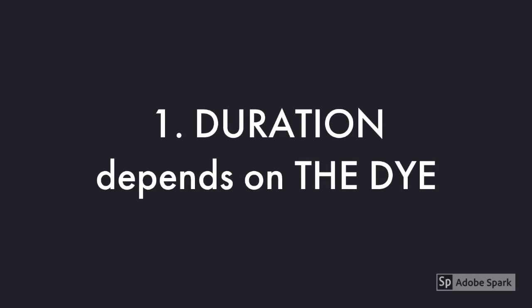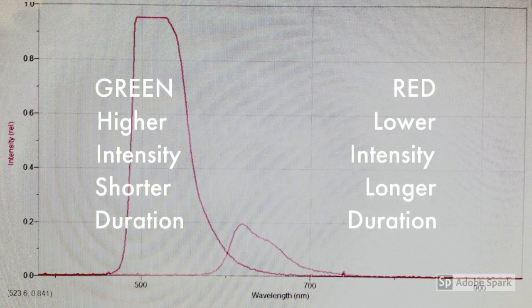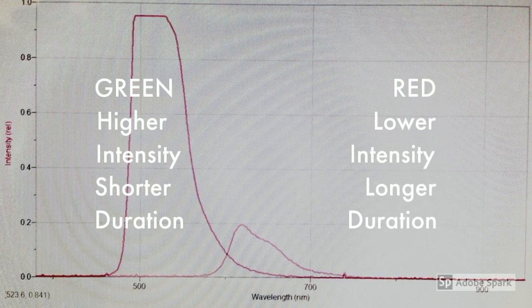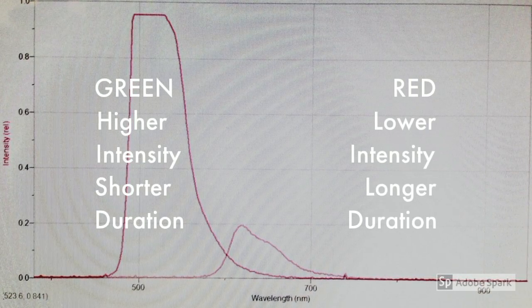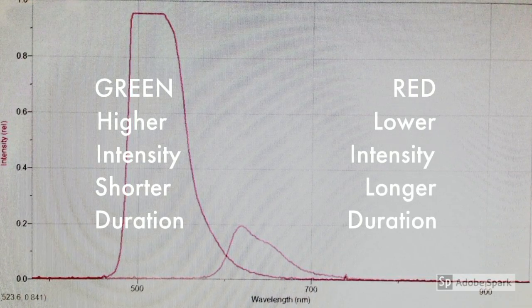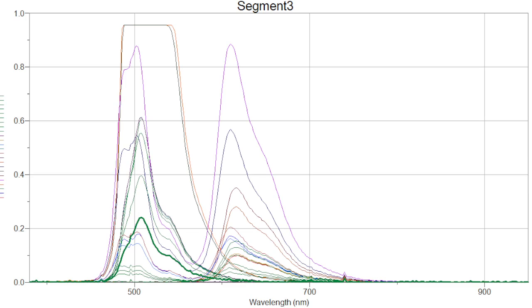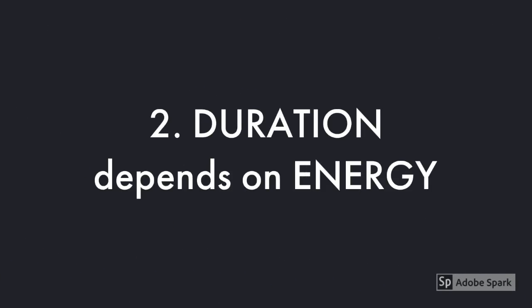This means that duration depends on the dye, because the green dye, which has a higher emission intensity, has a shorter emission duration, while the red dye has a smaller emission intensity but a longer emission duration. This information supports our hypothesis because, as we can see, the emission intensity for the green dye is decreasing at a faster rate than the intensity of the red dye, suggesting that the rate of light emission by the green dye is much faster. Our results showed that duration is directly dependent upon energy.